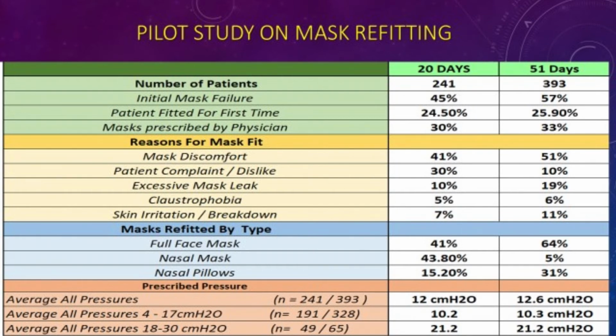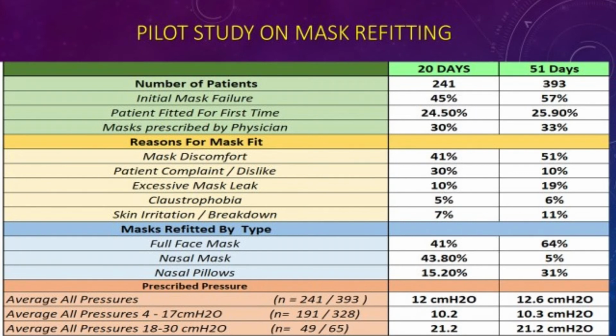We looked at skin irritation and breakdown, which I thought would be large, but instead it was much smaller. 7% at 20 days, 11% at 51 days. And finally, we looked at claustrophobia. These were patients that came in with no explanation about claustrophobia, but it developed as they started the therapy. 5% at 20 days and 6% at 51 days.